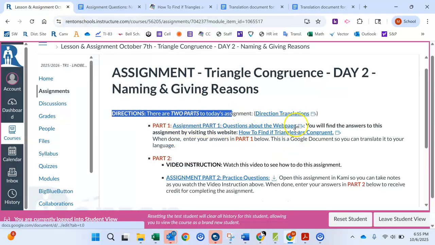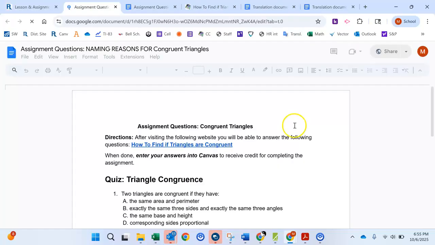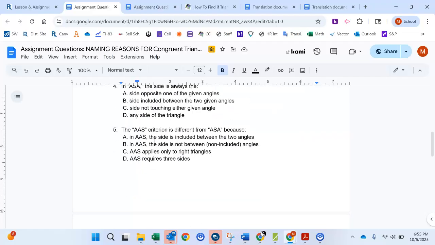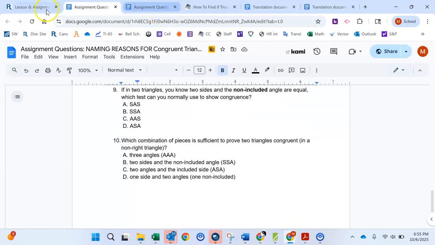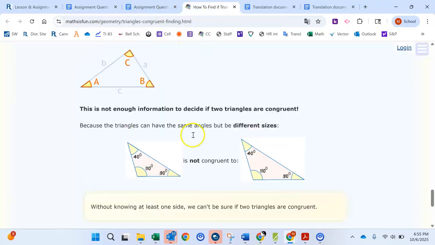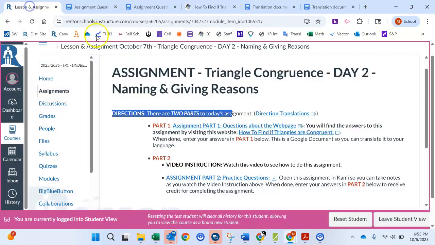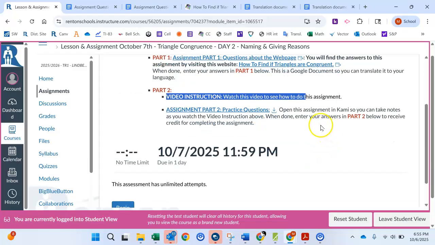do this assignment right here. This will have the questions that you're going to answer as you go through this website. Question 1, 2, 3, 4, you're going to answer those by going to this website here. It will give you the information you need. It'll also give you the information for part 2 where you're going to have practice questions, and that's why you're watching this video right now about how to do that.